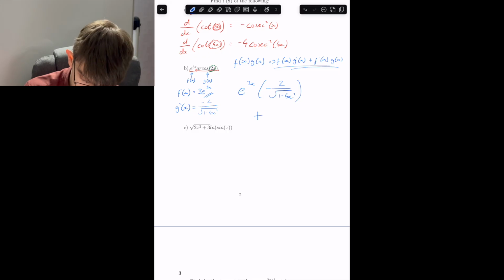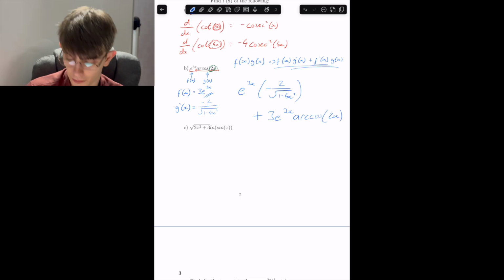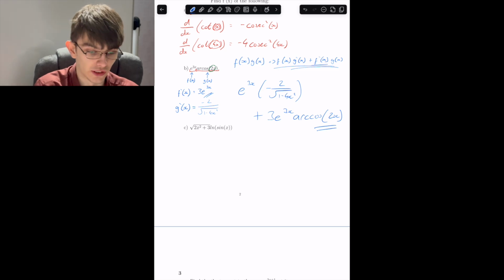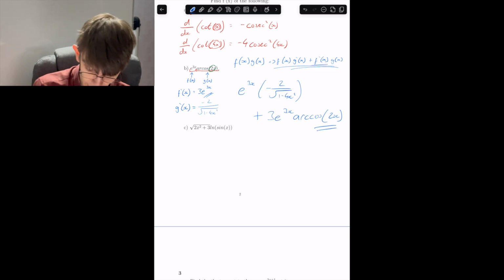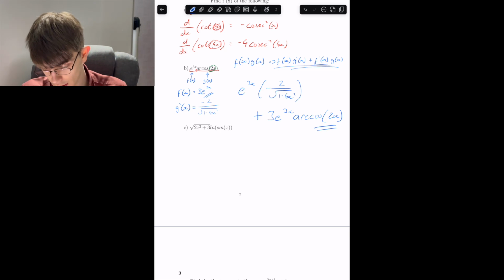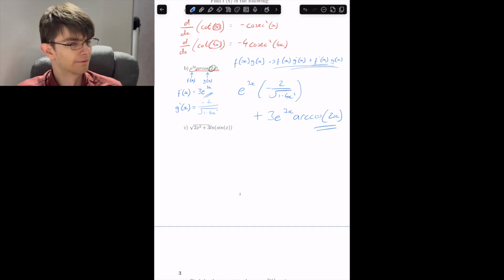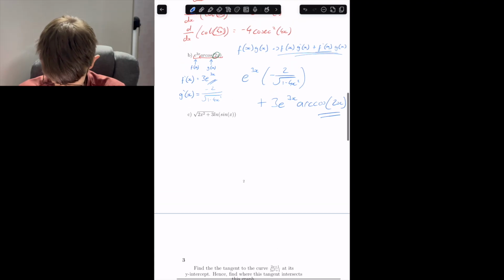And then we're going to add to that f prime of x, which is 3e to the 3x, times g of x, which is arccos, spelled correctly, times 2x. There's some simplifications you can do. If you want to bring the e to the 3x out, that's fine. But I think I'm happy with how that is. It looks awful. It looks deranged, as intended.